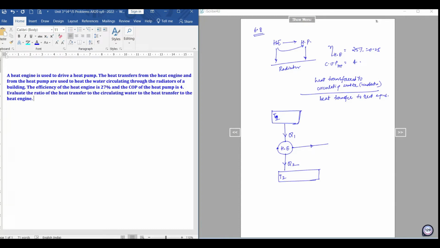Now we have another one. Let us say heat pump. So this is drawing heat. Let me call this Q3. This is the heat pump, and rejecting heat. Let me call this Q4. It is rejecting heat Q4. Right. This is another temperature source. Let me call this T3.